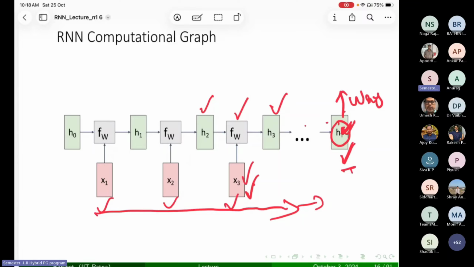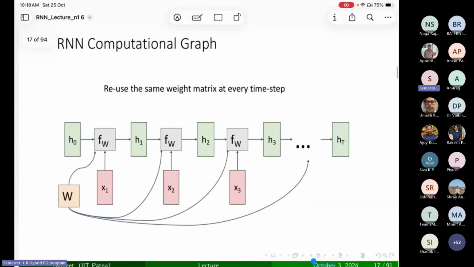So the good point, like I told previously also, is that every time we are using the same F_W, the same function with the same W. So this W is shared across all the states. And that's the beauty, because only one W for all these things is sufficient for training the RNN. So the number of parameters is not very large, because every time you are using the same W.